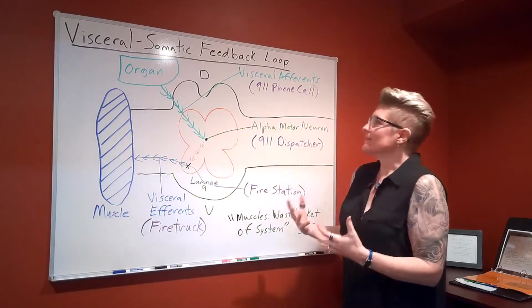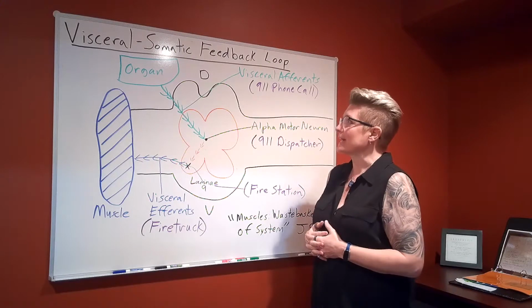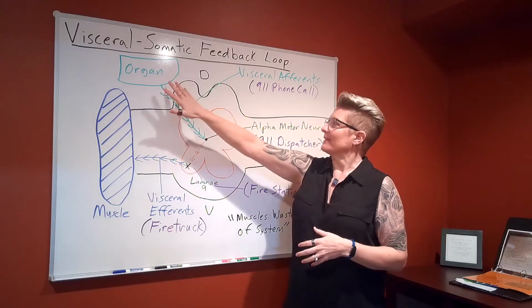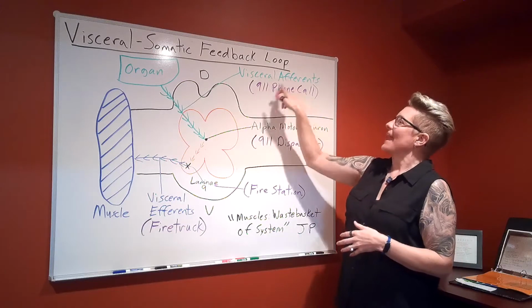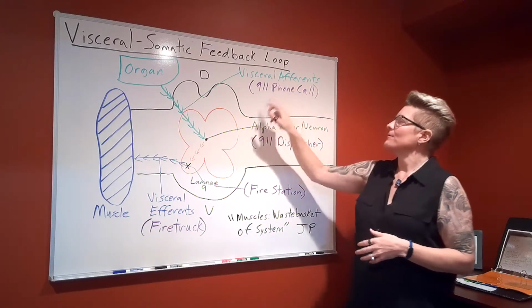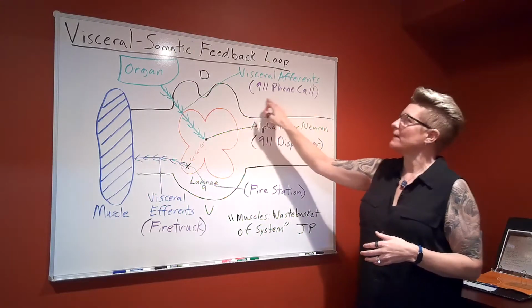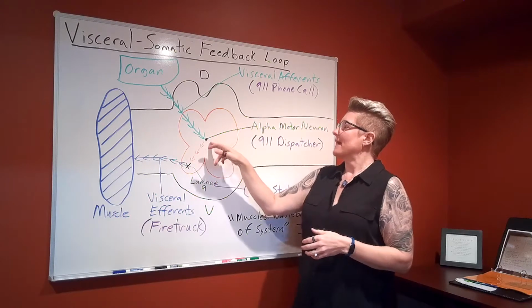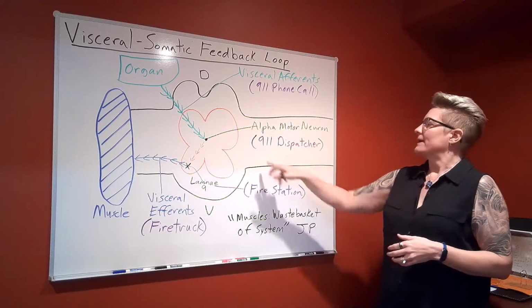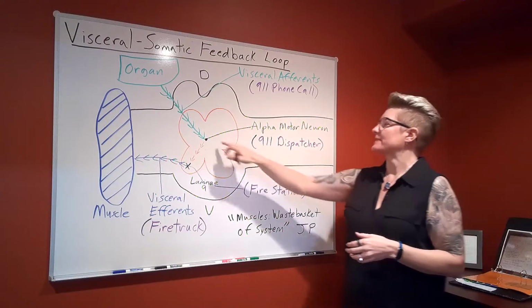What the liver does is, let's say it's upset for some reason, and so the liver makes a phone call. It makes a phone call through the visceral afferents. A is an apple. Think of that phone call as a 911 phone call. So this is a 911 phone call from the liver. That phone call is coming down to the alpha motor neuron, right? That's the 911 dispatcher. The 911 dispatcher is the alpha motor neuron.